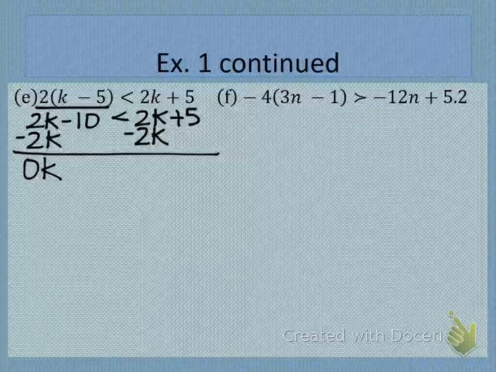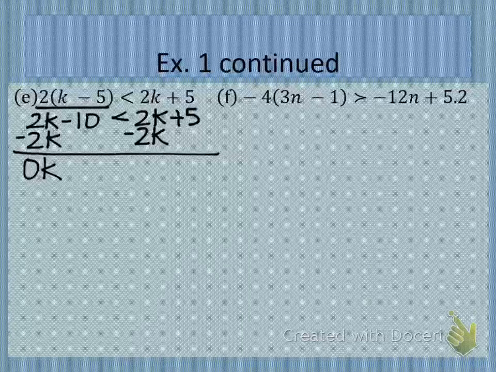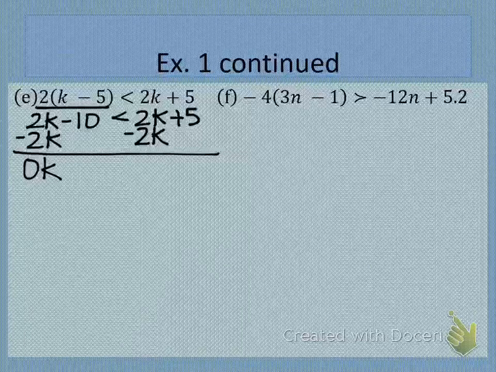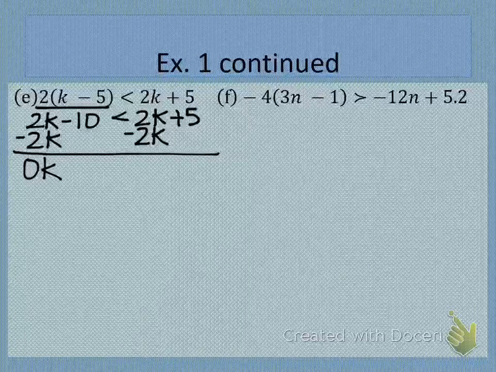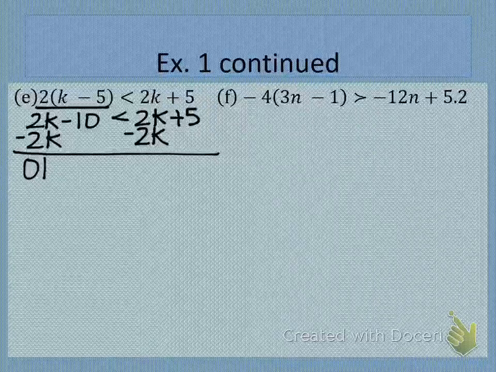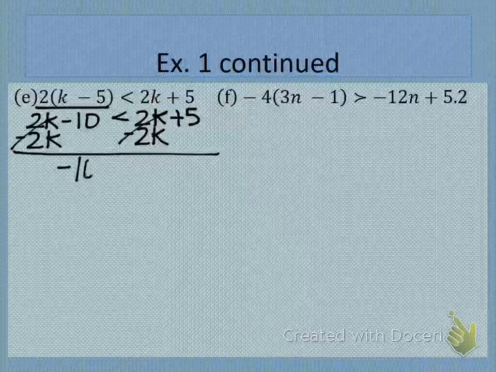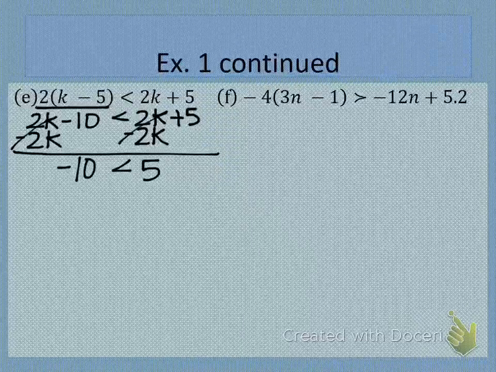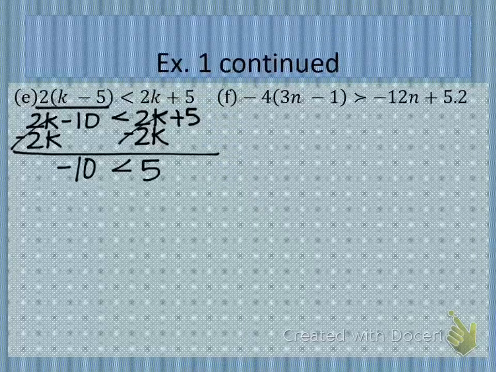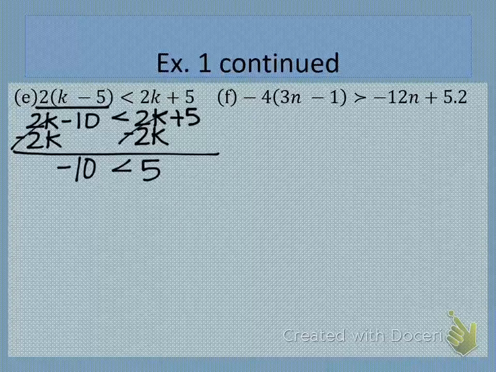So what are they asking us to do when we have a 0 and a k side by side with nothing between them? And what is 0 times anything? 0. So this is not necessary. It just crosses out. Because then we have negative 10 is less than 5. Now, our variable is gone. So the question is, do we have a true statement? Is negative 10 less than 5?